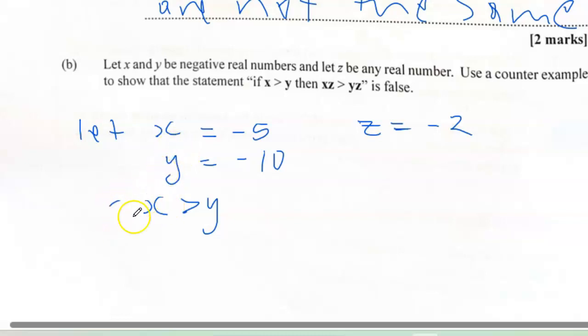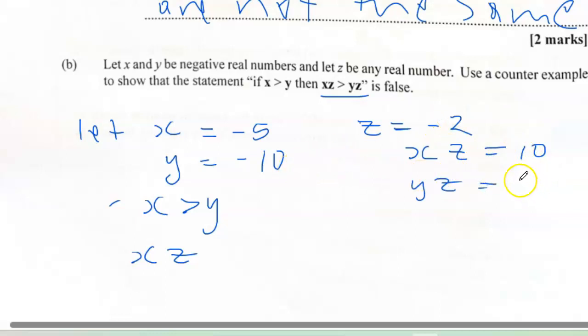Now let's multiply both sides by Z. So if X is greater than Y, let's find XZ. Here negative 5 is more than negative 10, so this corresponds. Let Z be negative 2, so if I multiply X times Z, negative 5 times negative 2, XZ would be equal to positive 10. And YZ would be equal to Y times Z, positive 20.